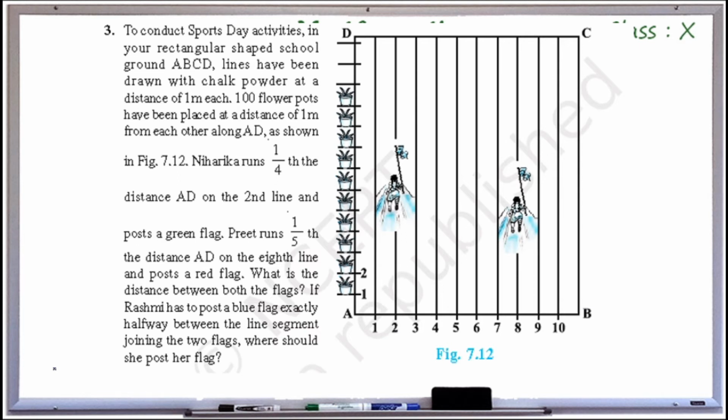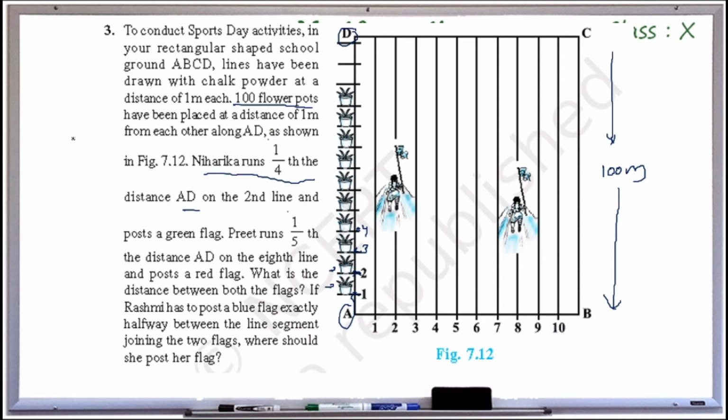So on the left side flower pots are arranged at a distance of 1 meter. So this is the first point, this is the second point, this is the third point, this is the fourth point, and like that we have 100 flower pots, which means the total length is 100 meter. The total length of the track is 100 meter. Niharika runs 1/4 of the AD. Here AD means the total length of the track. Niharika runs 1/4 of the track.